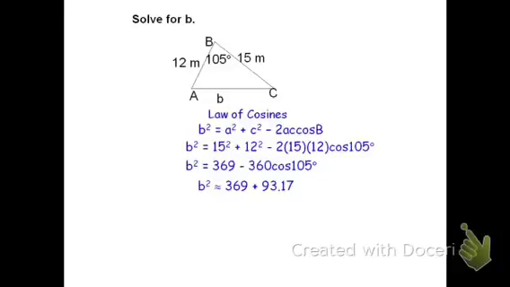So now I know that b squared is about, again using the approximation symbol, 369 plus 93.17. Adding those two together, I get that b squared is about 462.17. I'll now use my calculator and approximate. B would be the square root of that, meaning we're going to work out to be about 21.50 meters. So let's try another example.